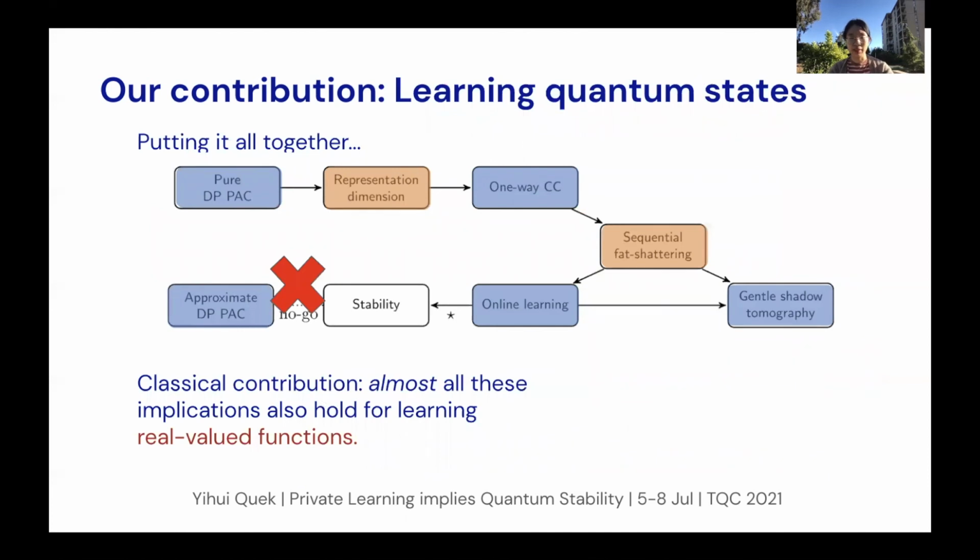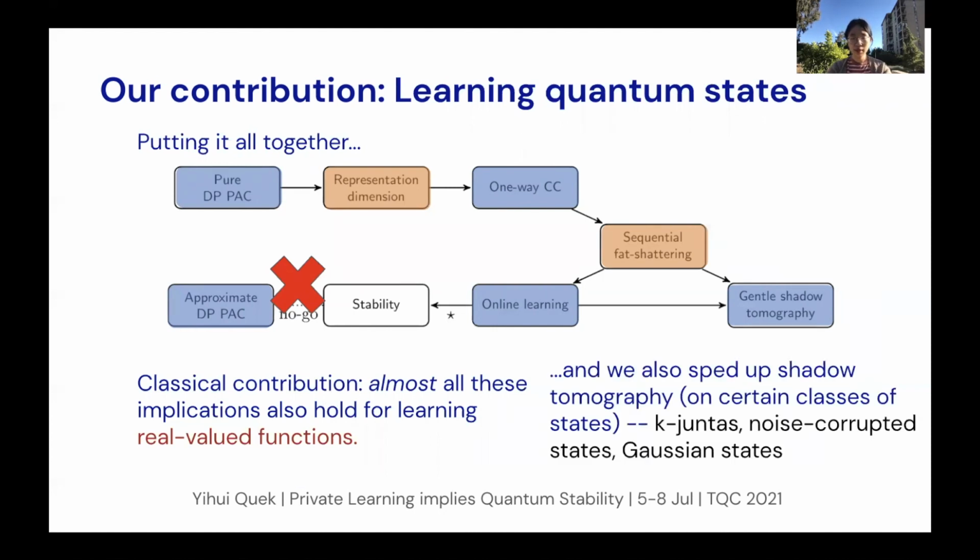So putting all this together, we get the web of implications that I displayed just now. And we also have a classical contribution because, as I explained just now, the setting of learning quantum states corresponds to learning real valued functions with noisy feedback. So the classical contribution is to show that almost all these implications hold in that setting as well. And we also sped up shadow tomography on certain classes of states of interest, namely K juntas, which is when all the states come from the same K-dimensional subspace, noise corrupted states, and also Gaussian states.